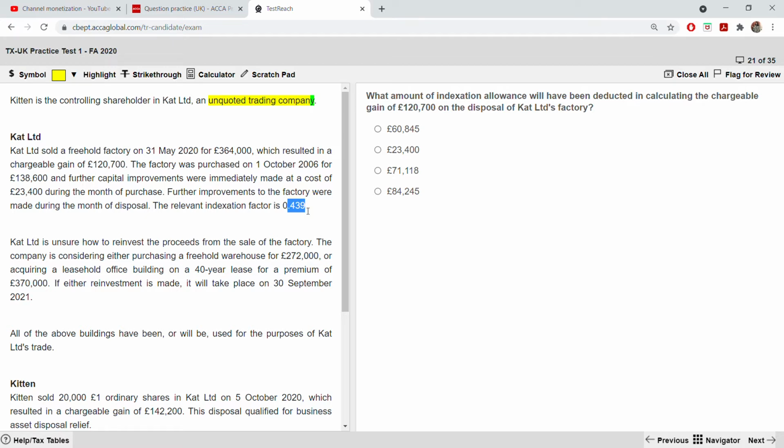What will be the cost? It will be the price at which the factory was purchased, 138,600, plus this also, 23,400. See, capital improvements is a question mark. We don't always take. There are conditions to be met. In this, we are taking. Why? Because it is during the month of purchase. When the capital improvements is in the same tax year, that means month of purchase, you are taking it, adding it with the cost. It will be taken as cost. So on this 138,600 plus 23,400, you are multiplying this indexation factor because that will be deducted to find the chargeable gain. So the total is 7118. Okay, next.